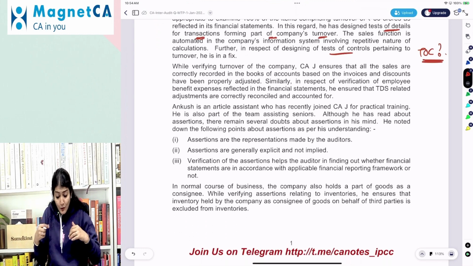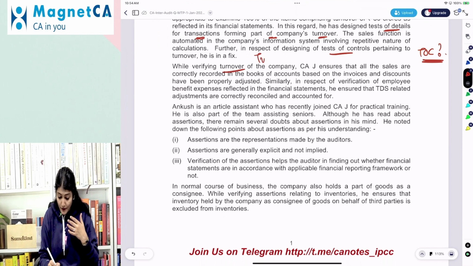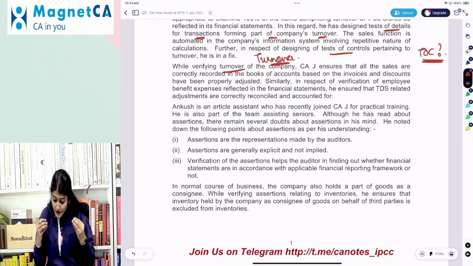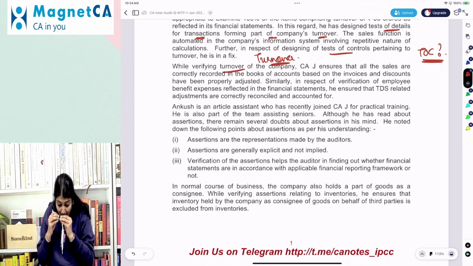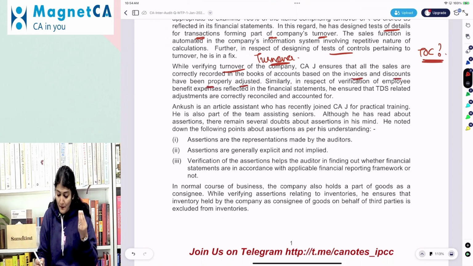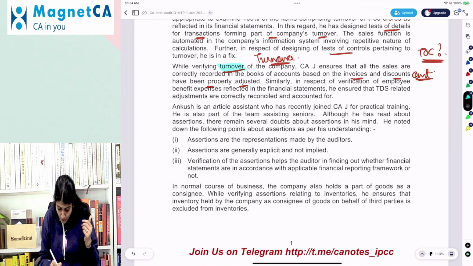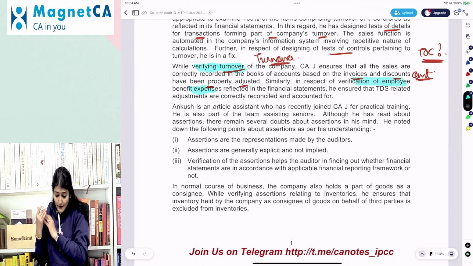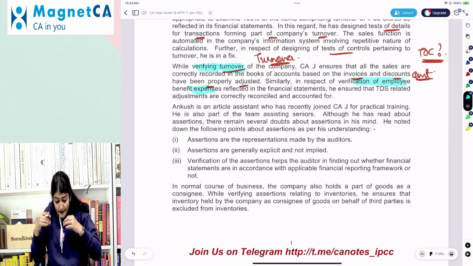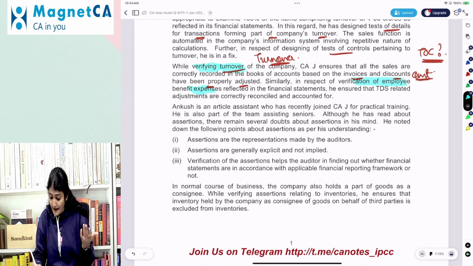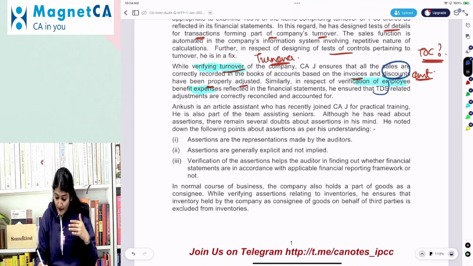While verifying the turnover of the company, so I'm talking about the audit of the sales of products and services, that's our chapter number 5, CAJ ensures that all the sales are correctly recorded in the books of account based on the invoices and the discounts have been properly adjusted. That means the amount of the invoice. Similarly, in respect of verification of employee benefit expense reflected in the financial statements, he ensured that TDS related adjustments are correctly reconciled and accounted for. So here he checked discount, here he checked TDS.